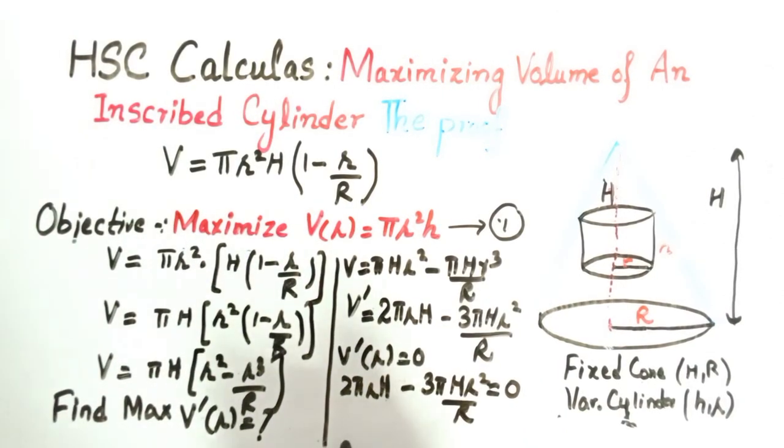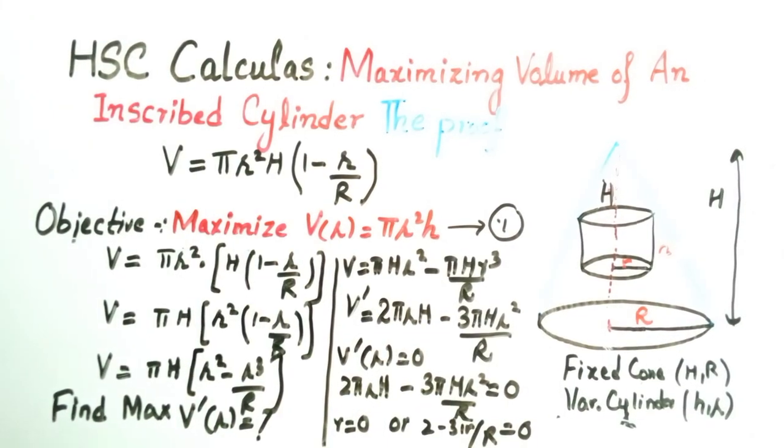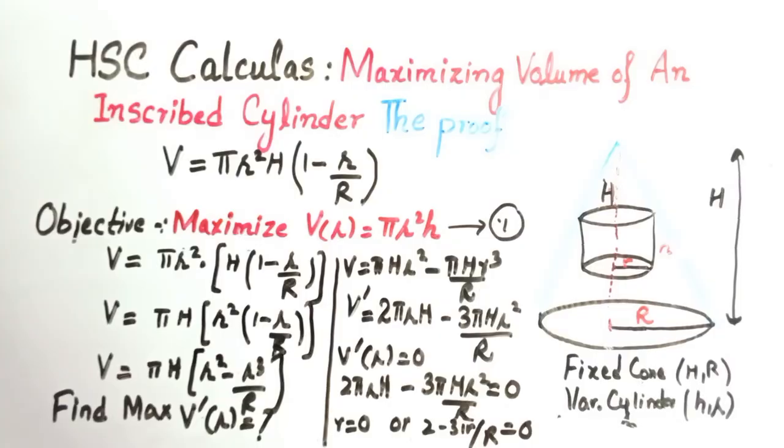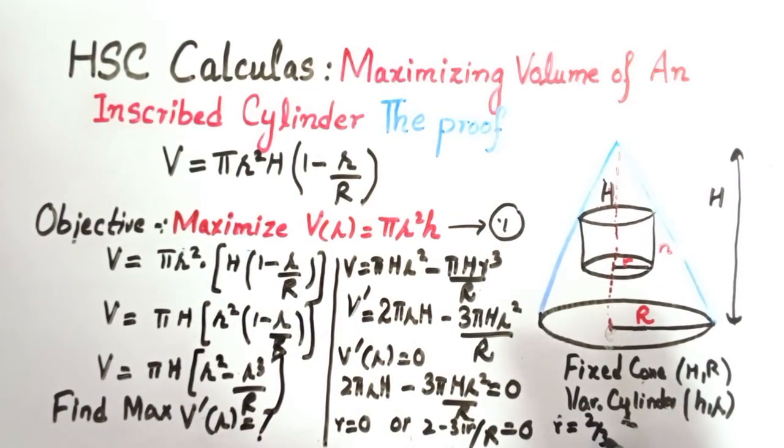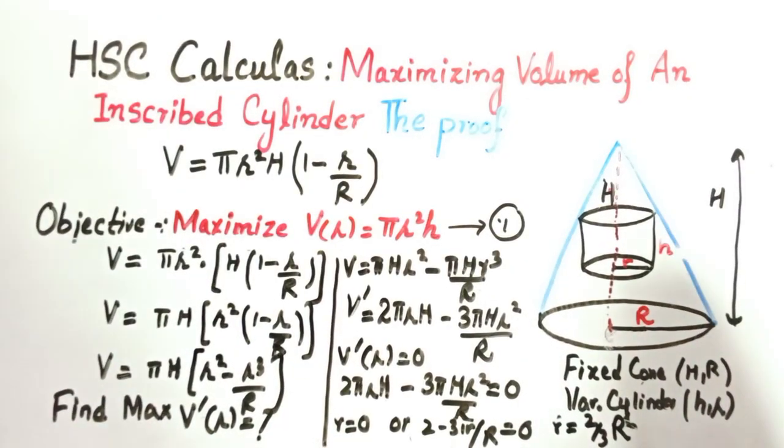So there are two solutions. r equals 0, this is the minimum value, or 2 minus 3r by capital R equals 0. So we will obtain the value r equals 2 by 3 capital R. This is the value we get for the radius.